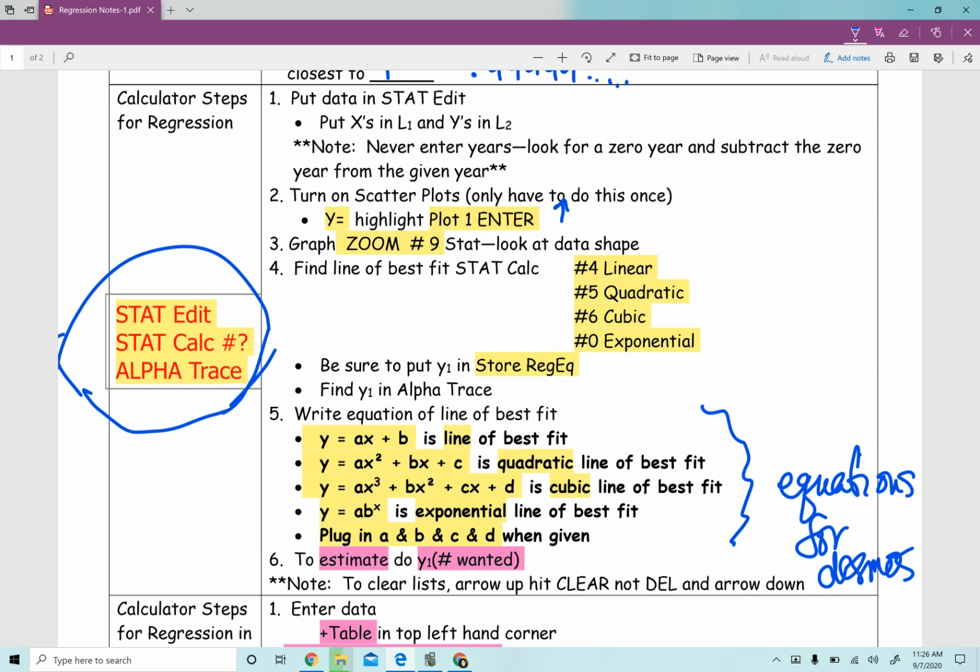We also use these for Desmos. So y equals ax plus b for a linear equation, ax squared plus bx plus c for a quadratic, ax cubed plus bx squared plus cx plus d for a cubic, and ab^x for an exponential. When they give you the equation in your calculator, you'll have to plug in a, b, c, and d. And if we have to estimate, we're going to do y1 of whatever number they've given you, and we're going to find y1 based on this alpha trace.